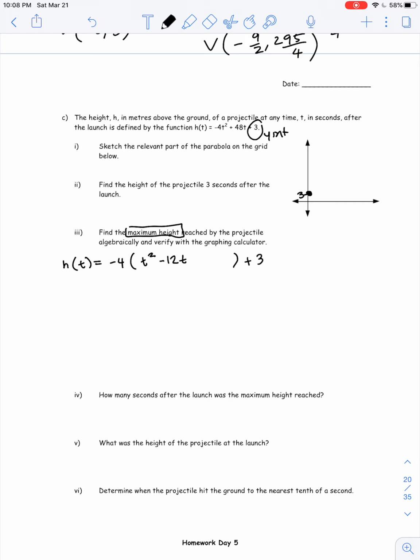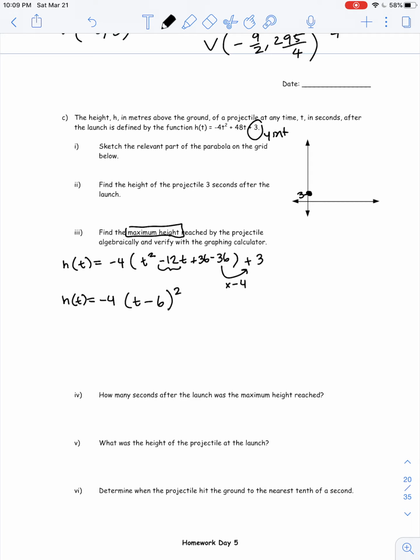Now you're going to take half of -12, which is -6, and then you're going to take -6 and square it, and you get positive 36 minus 36. Then what we want to do is bring that negative guy out by multiplying it with -4. So we have now -4 t minus half of this number is -6.